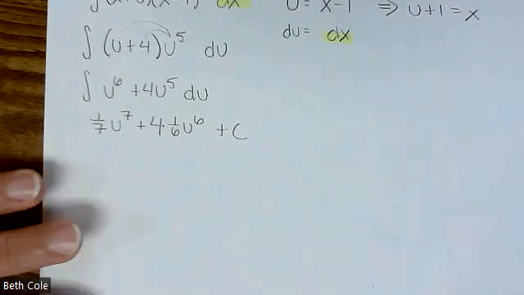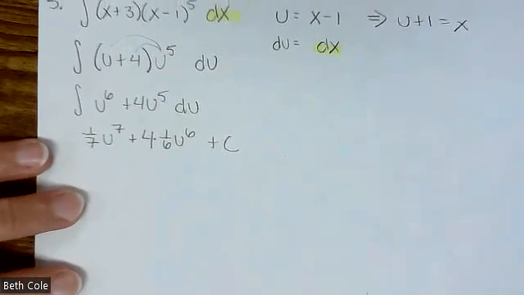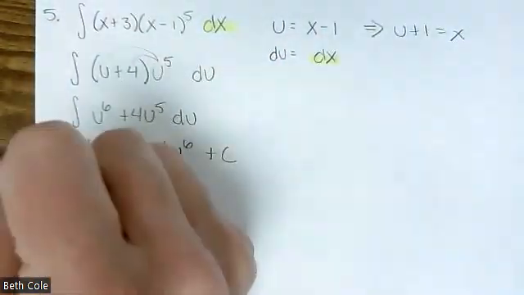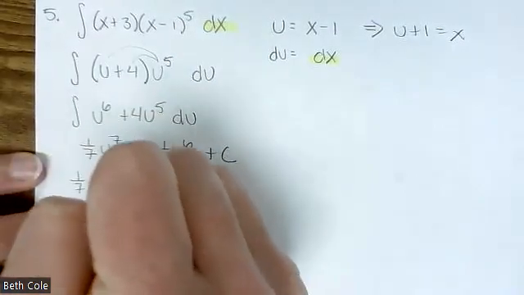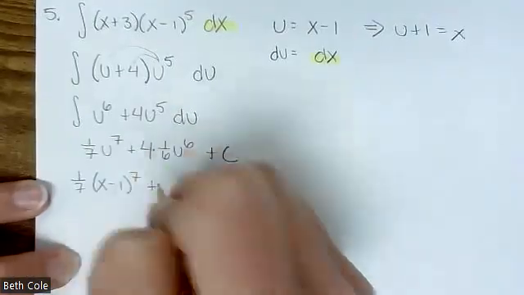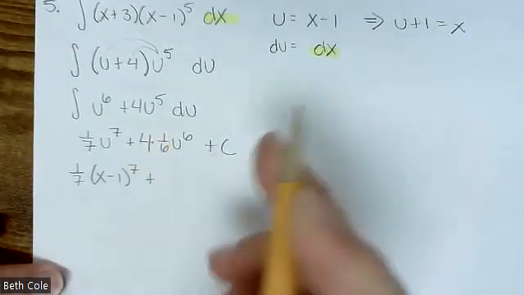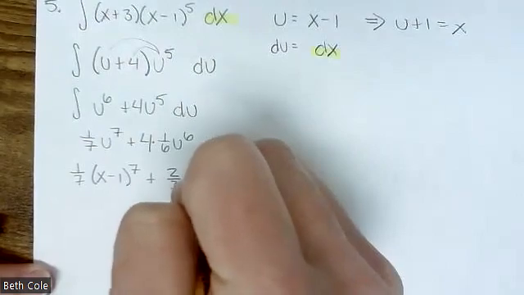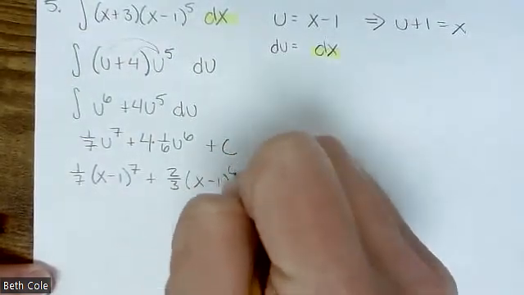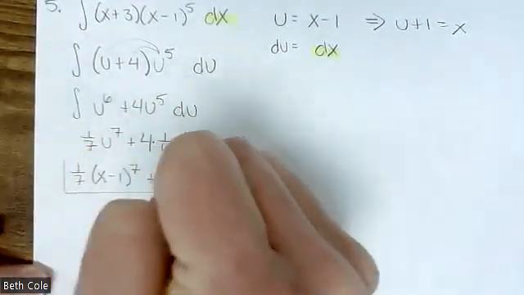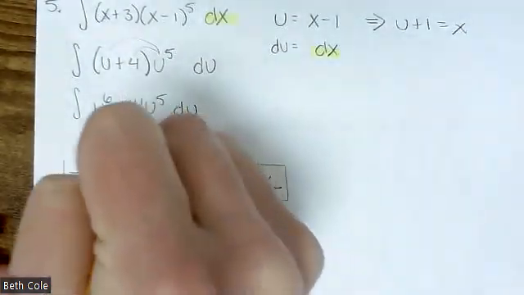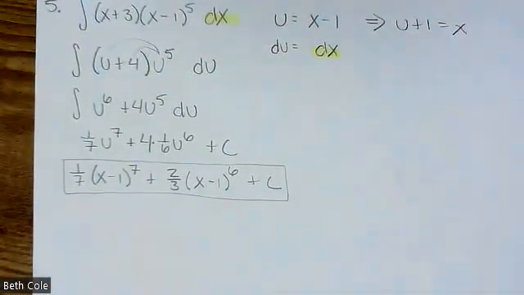And then you're going to put u back in. At this point, I forgot what it was. What is u? u is x minus 1. So it's 1/7 (x minus 1) to the 7th plus, what would this give you? 2/3, good. I wanted to see if you would reduce the fraction. (x minus 1) to the 6th plus C. It just involved a little bit of algebra, okay?